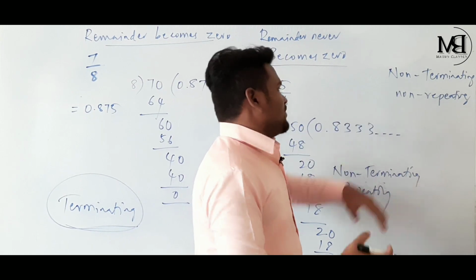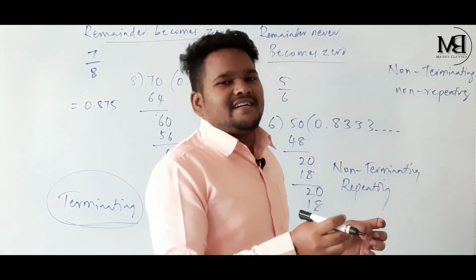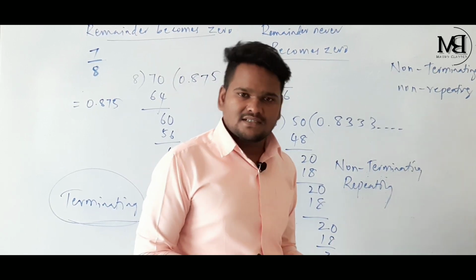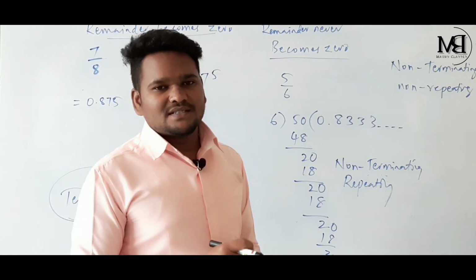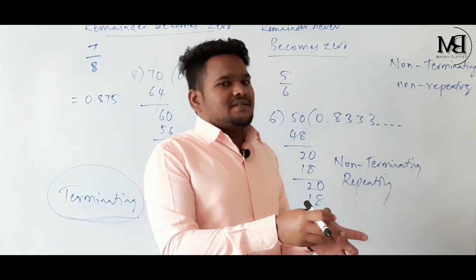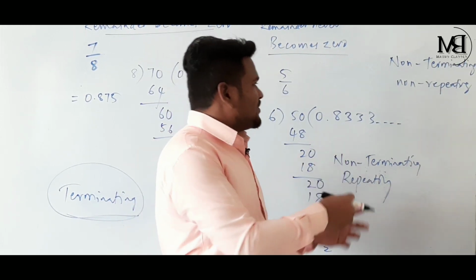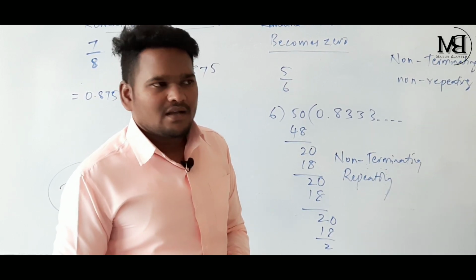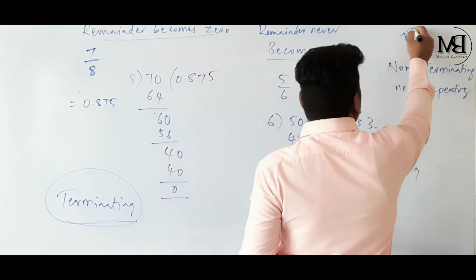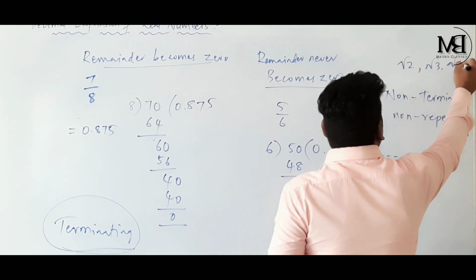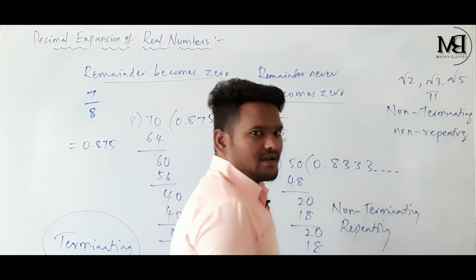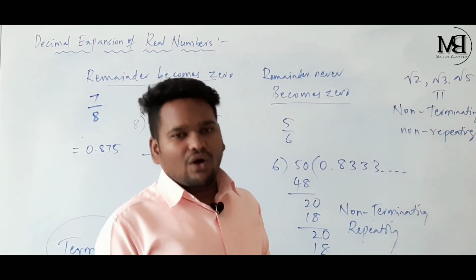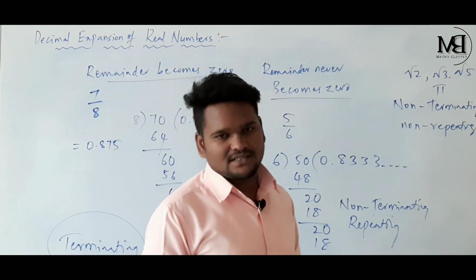So what are the numbers which give non-terminating, non-repeating decimal expansion? Those are irrational numbers. Examples: root 2, root 3, root 5, pi. These are the examples which give non-terminating, non-repeating decimal expansions.